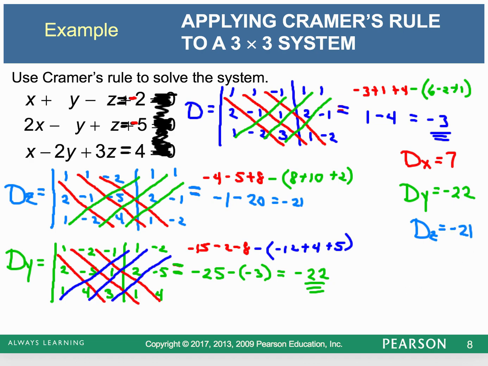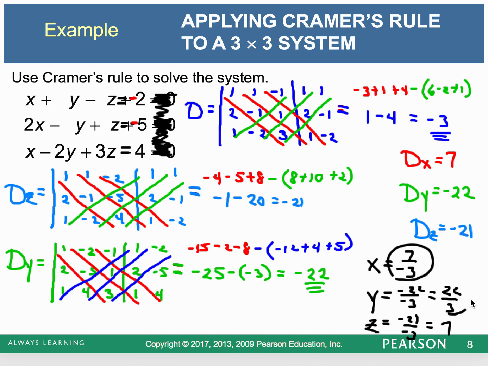Now I can find my answers. X equals 7 over negative 3. Y equals negative 22 over negative 3. So 22 thirds. And Z equals negative 21 over negative 3, or positive 7. X, Y, Z.